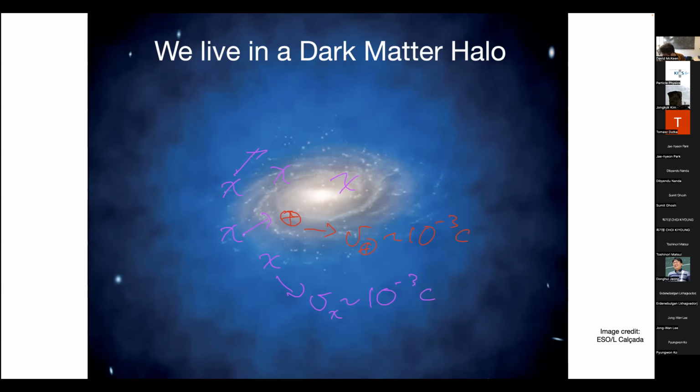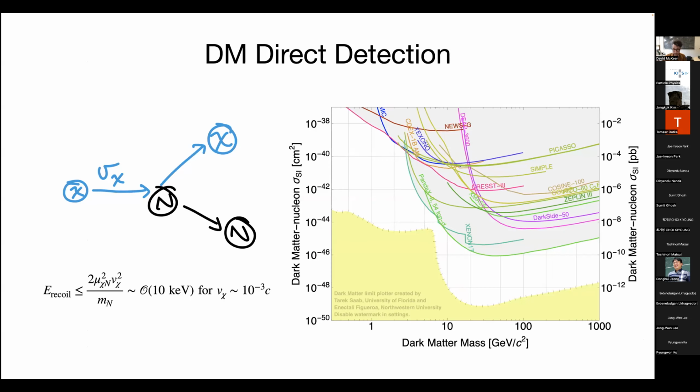So how do we figure out whether this picture is actually correct, that we're sitting in this halo of dark matter particles, and if we are, what their properties might be? The most straightforward thing you can imagine doing is making use of this halo and the dark matter that we're moving through to do experiments that are broadly termed direct detection experiments. The basic idea is pretty simple.